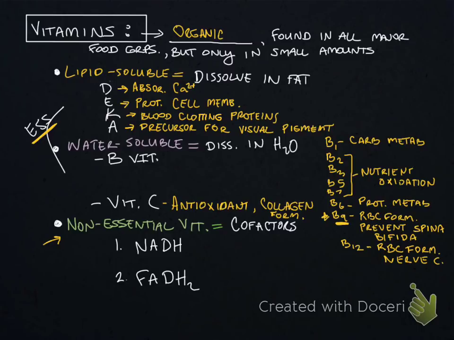These last two, these non-essential vitamins, meaning we can form them in our body, are also called cofactors. We'll see these later when we talk about cellular respiration. The first one is NADH. The next one is FADH2. I'll refer to these as electron carriers. They occur in cellular respiration and can actually be cashed in for ATP. So we term them as cofactors, but they are high energy molecules.